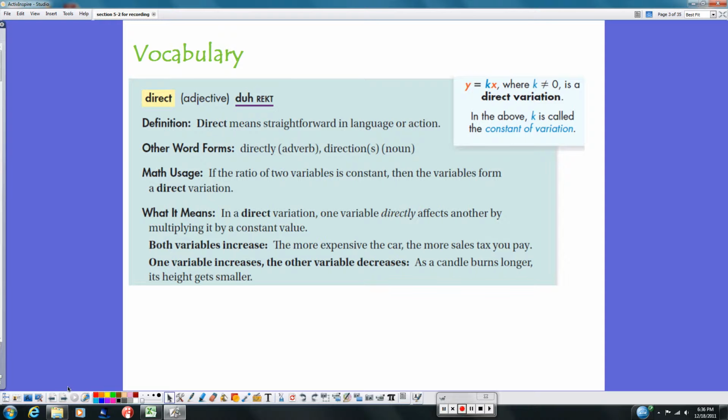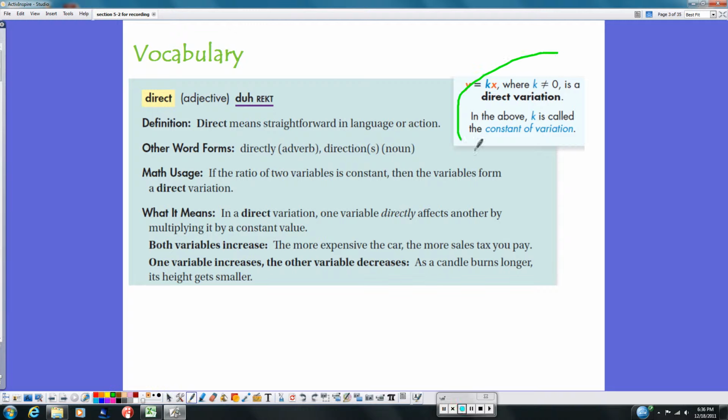So our vocabulary word for today is direct. Direct means straightforward, but for math, we're going to be looking at the ratio of two variables being constant. Then the variables form a direct variation. In other words, one variable directly affects another by multiplying it by a constant value.